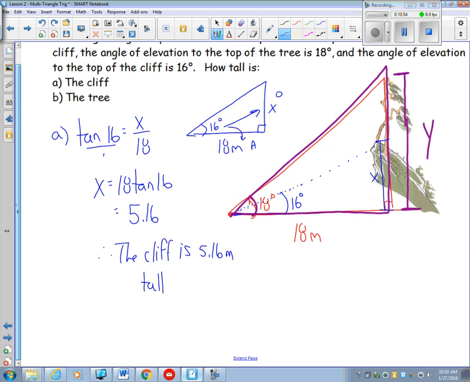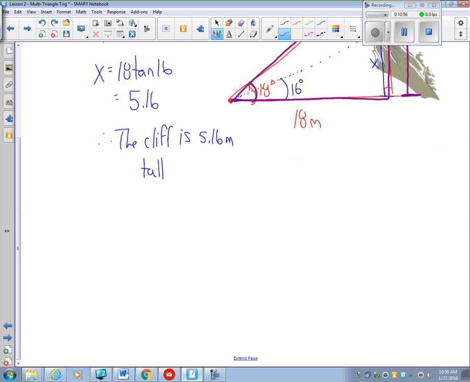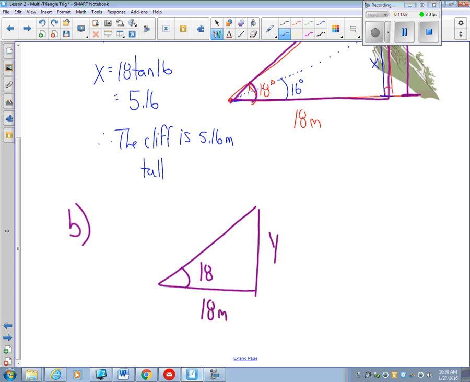Yeah, so if you think about that, I'm just going to redraw it for a second here. And sorry about the bells ringing there. Okay, so do it in part B. I know I have an angle of 18. I have a total height there. I know this is 18 meters still. That hasn't changed. And that y includes the tree and the cliff.